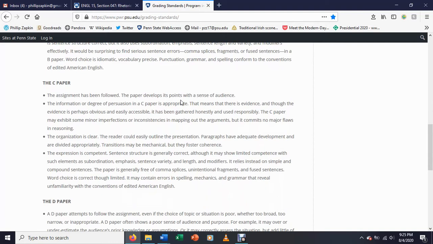So this is, again, a little bit different than what you might expect with a lot of your other classes. This is a situation where if you do just what the assignment requires, you will earn a C on that paper. So that's something that you want to be aware of, and you maybe need to adjust how you think about grading for this class, or maybe for university more generally.